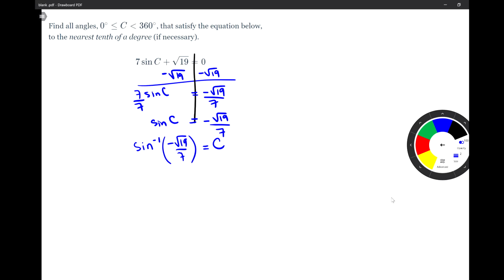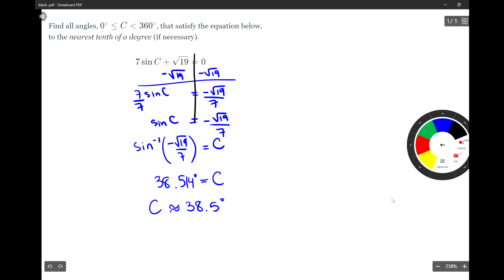So if I put it into the calculator, I will have C equals 38.514 degrees. And since it says round to the nearest tenth of a degree, my final answer will be C approximately equals 38.5 degrees. But this is not the answer. Why is that? Okay, so think about it.